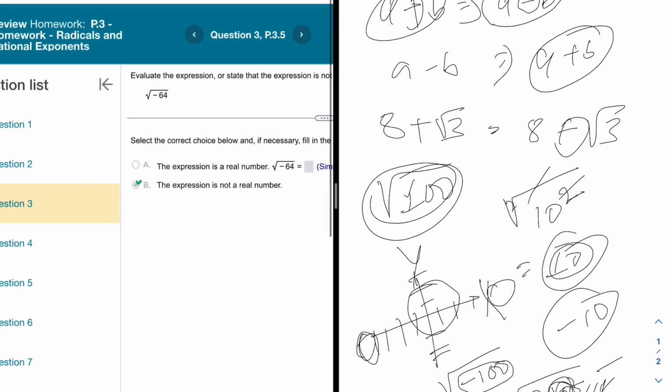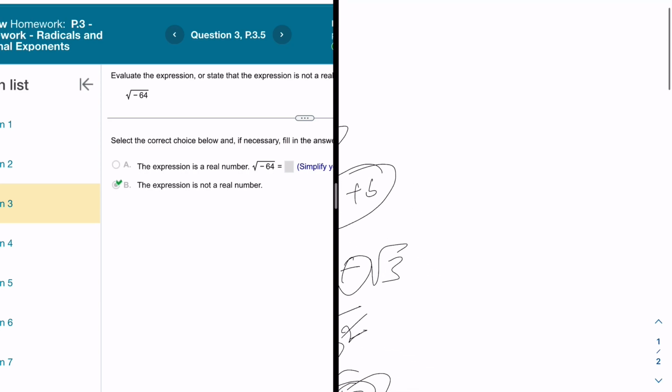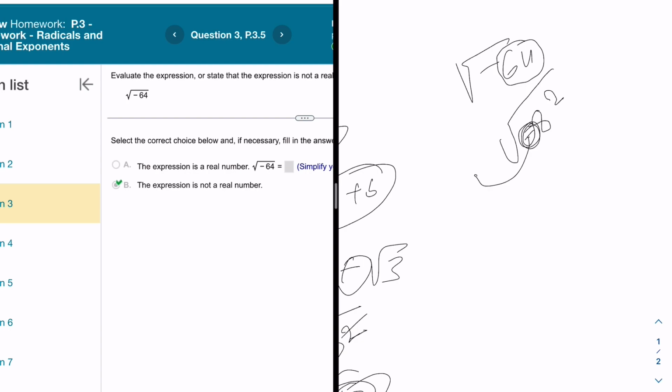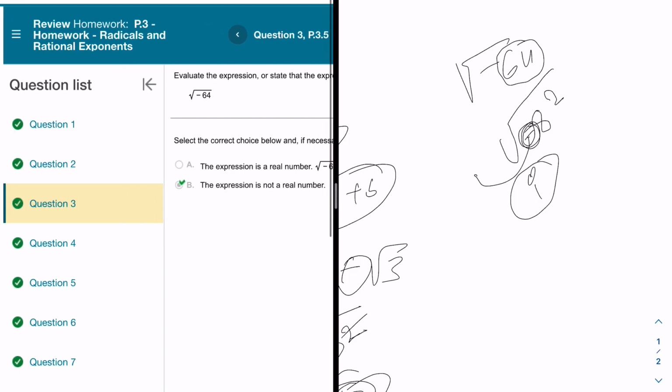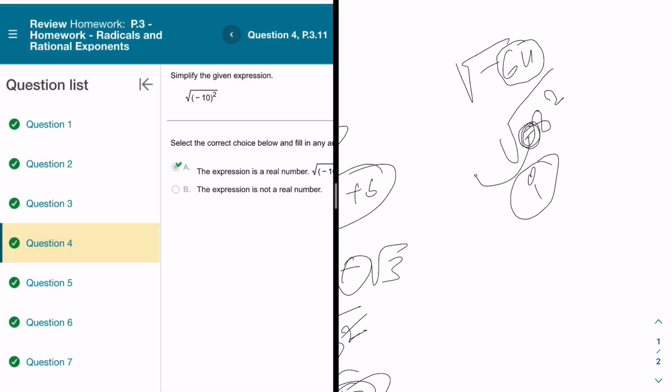Yeah, this is the thing I was talking about. So now we have root of minus 64. Look, we can take the square root of this thing. We can write 8 squared, right? But what about the minus? Can we take it out of this? No, we cannot. Actually we can, but then a complex number will come here. So a complex number is not a real number. That's why we ticked the expression is not a real number. Got it? Let's move to question number 4.